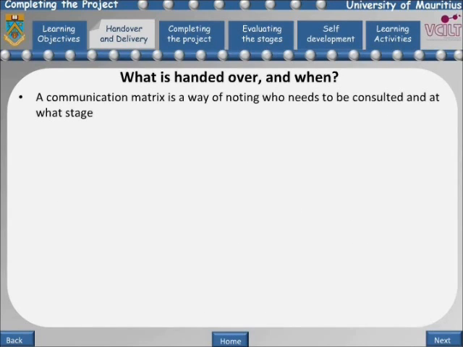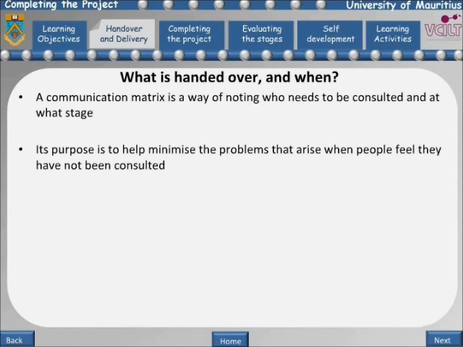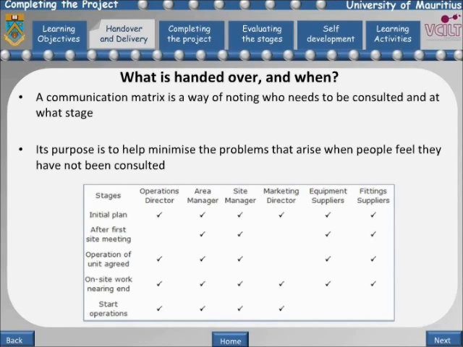As we have seen, a communications matrix is a way of noting who needs to be consulted and at what stage. It can also be useful at the handover stage. It can be a formal chart or rough notes, but its purpose is to help minimize the problems that arise when people feel they have not been consulted. The table below shows an example.